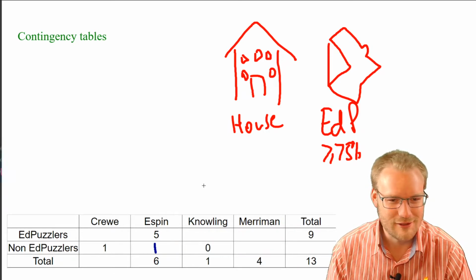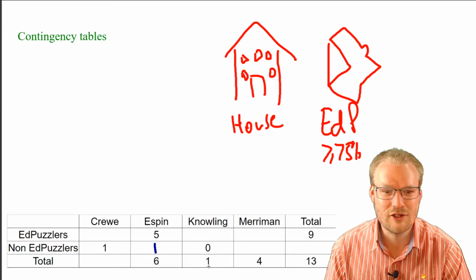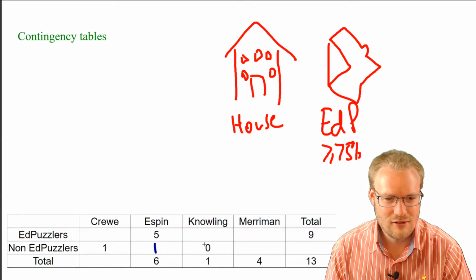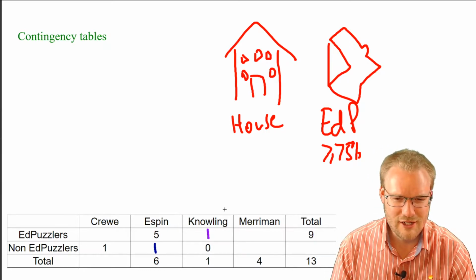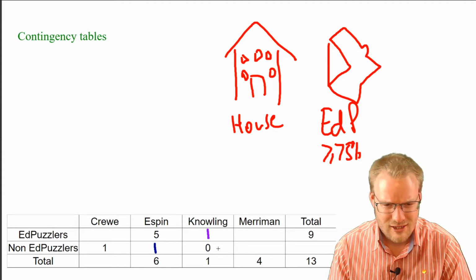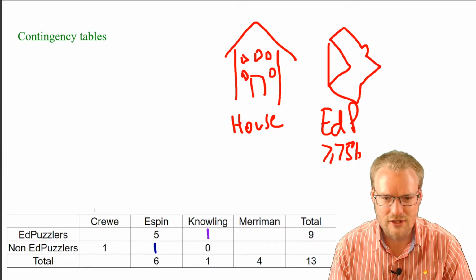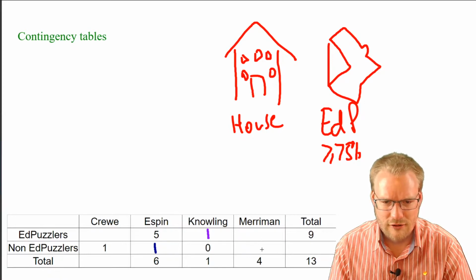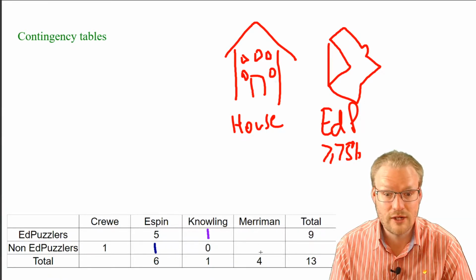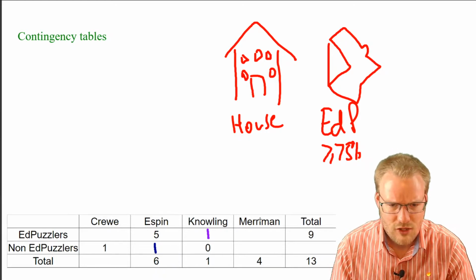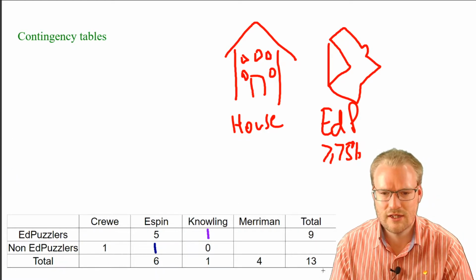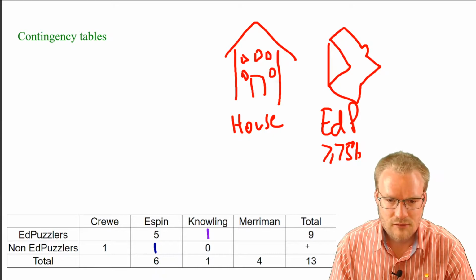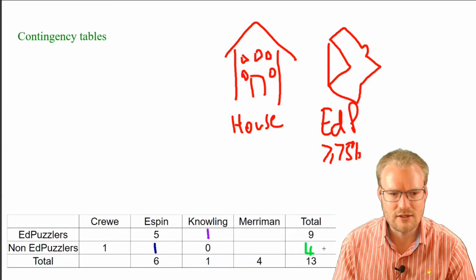Noling. What about Noling? If there's 1 person in Noling and none of the Noling pupils are non-Ed Puzzlers, then that 1 person must be an Ed Puzzler, right? And so we can go along and start filling in and going, well, Merriman, we don't know just looking at it. Is Merriman going to be 0, 4, 1, 3, 2, 2, 3, 1, 4, 0, we don't know. So we're going to skip Merriman and say, what about in total? If there are 13 in the class and 9 are Ed Puzzlers. Okay, so we've got 4 non-Ed Puzzlers.